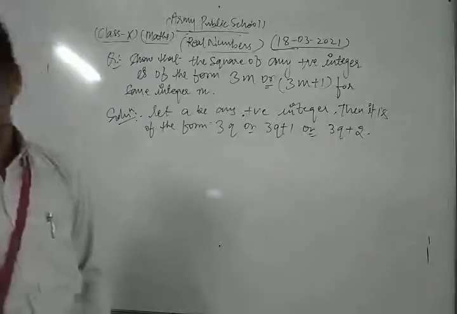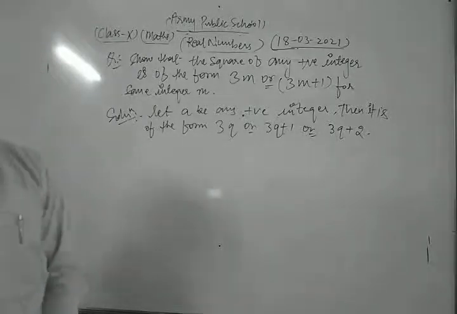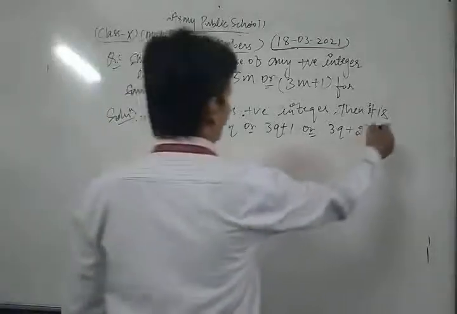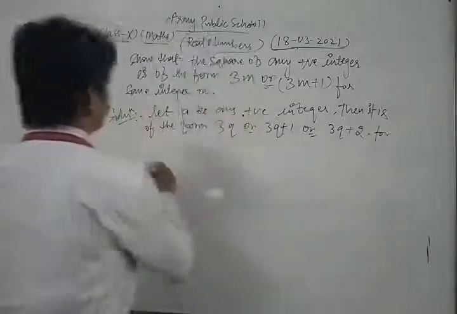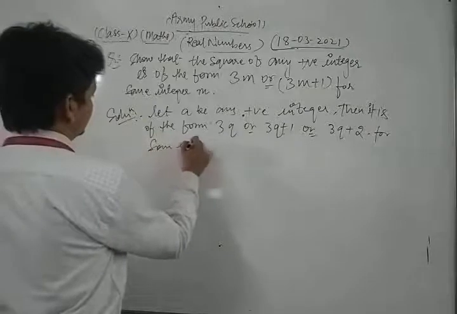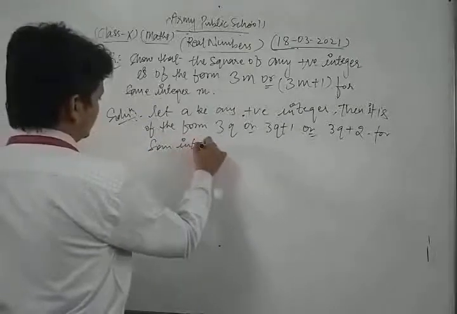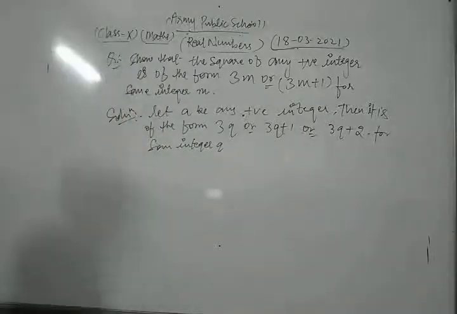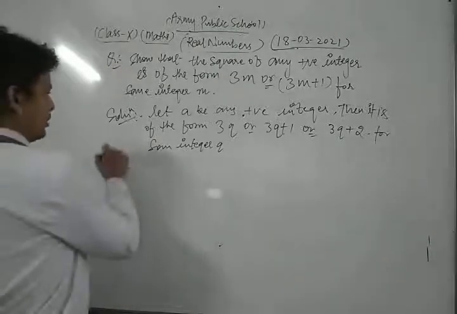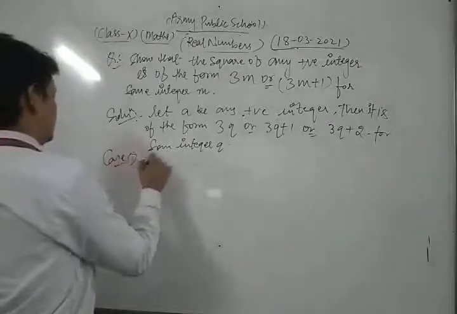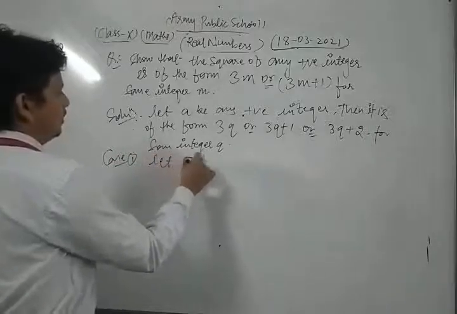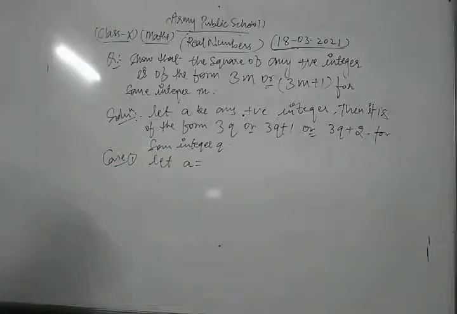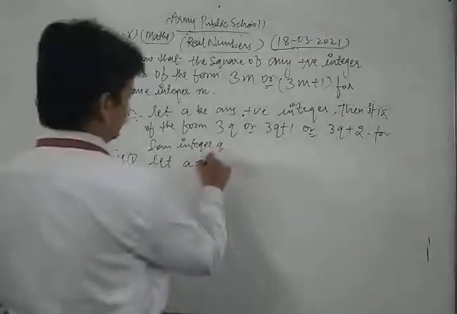Now, for some integer q. That topic is also discussed in previous classes. Okay, now we have to show that the square of any positive integer is of that form. Now case first: let a is equal to 3q.